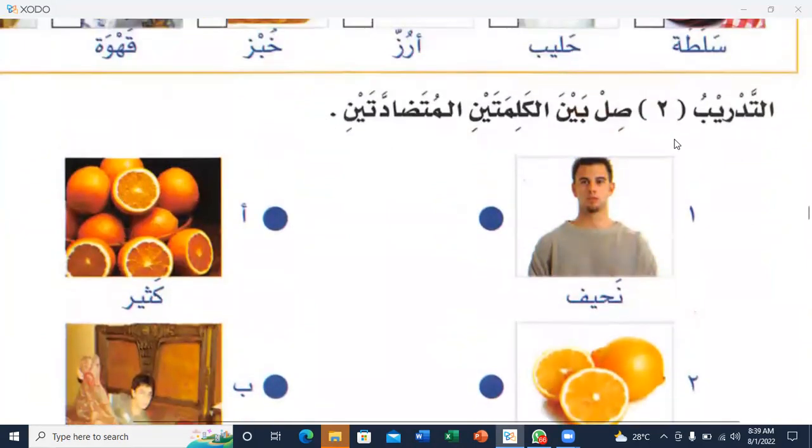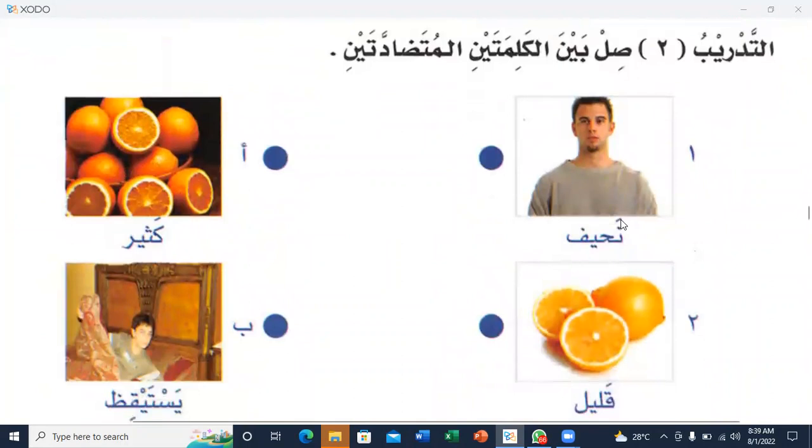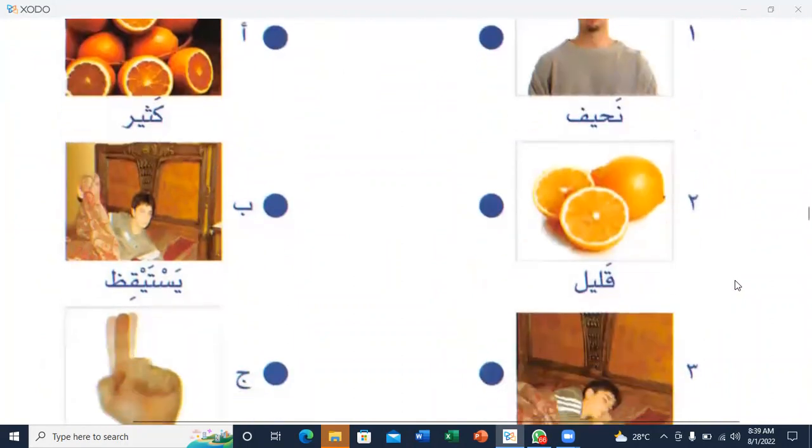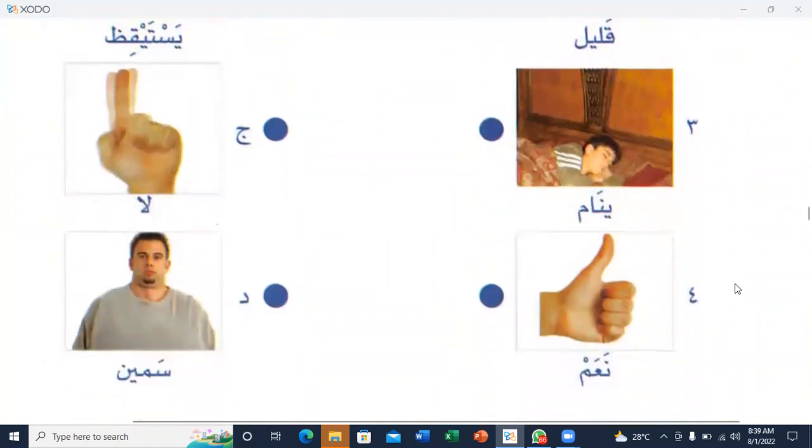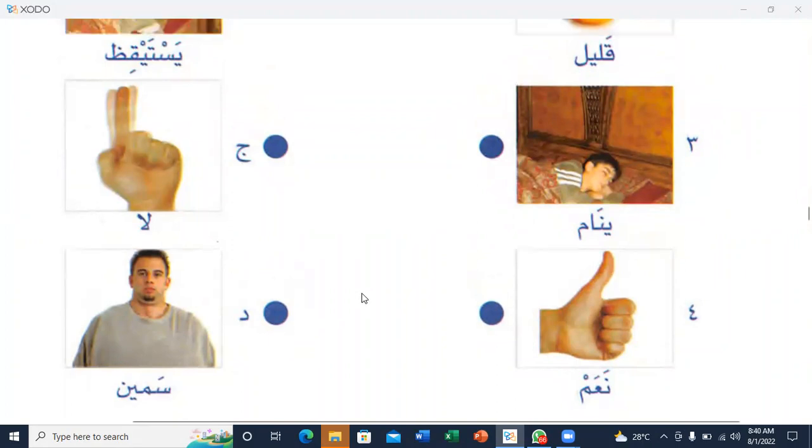Now in this exercise, silbain al kalimatain al mutazadain, match opposite words. Okay. Nahif means slim. So which word is the opposite of this word? Sameen. Sameen means fat.